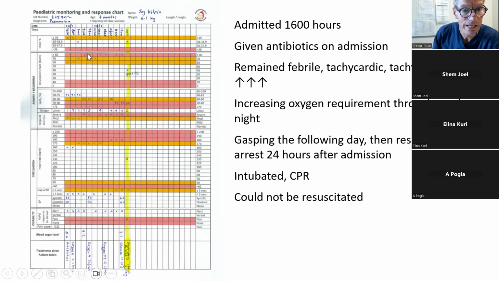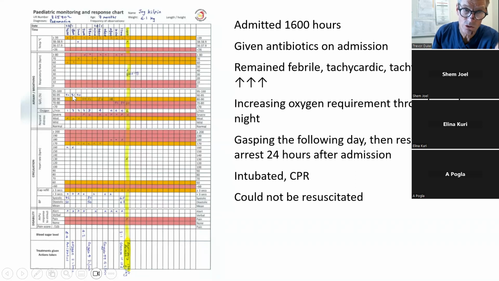This is done every hour in the first 4 or 5 hours of her admission, to the point where her respiratory rate was above 80 per minute. And then she goes along with marked tachypnea for several hours, all the way through to the next day. And then she deteriorates, she's gasping and has a slow respiratory rate.